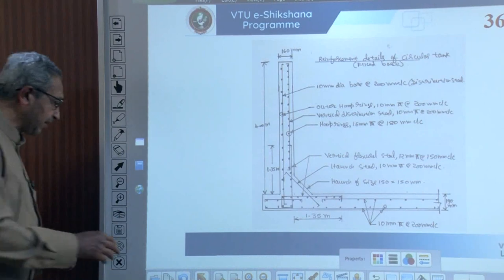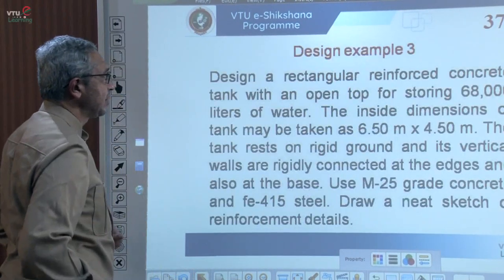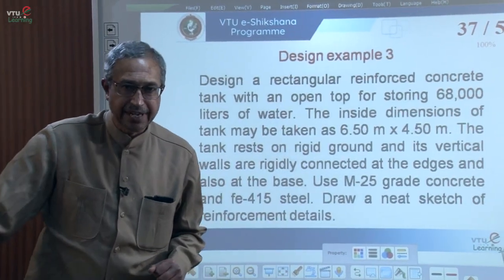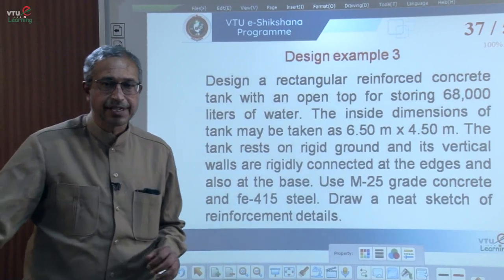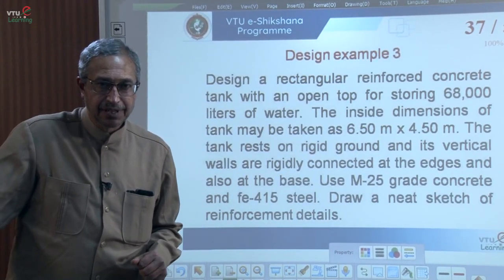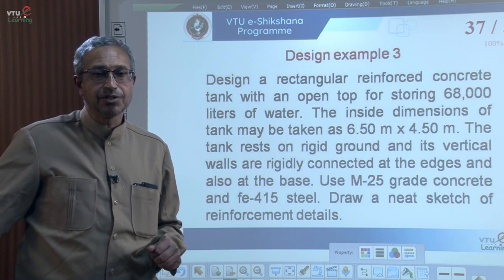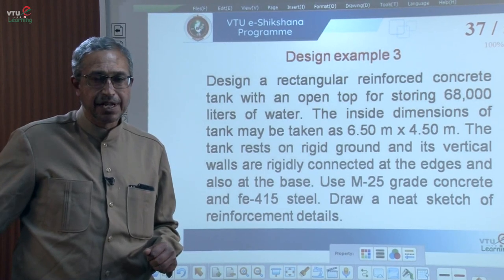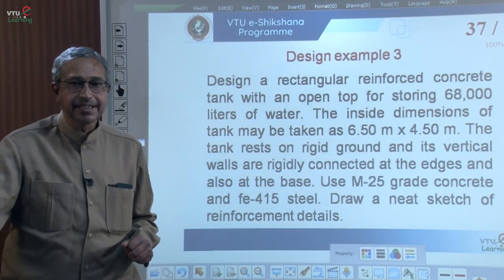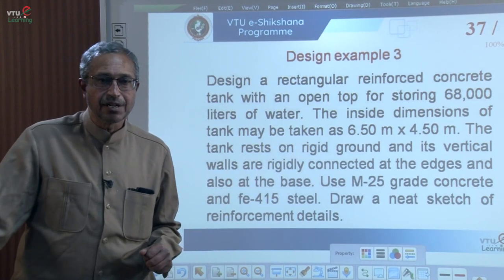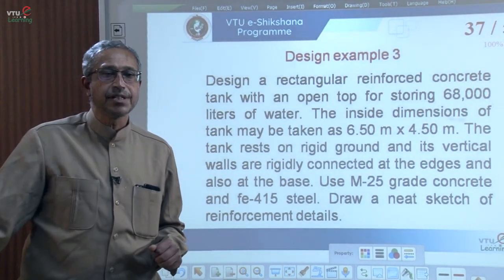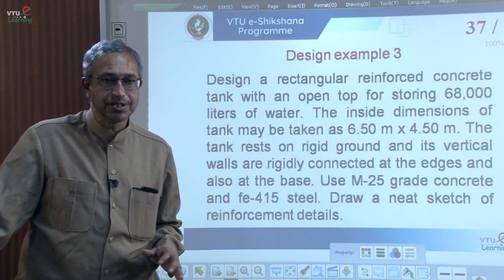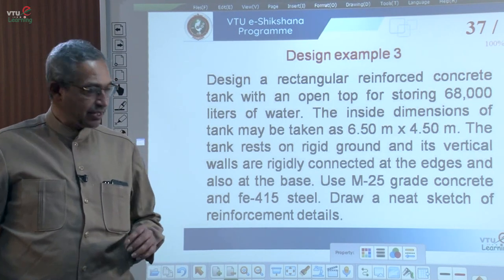So let us go to the problem concept for this one. This is design example 3, which is about designing a rectangular reinforced concrete tank with an open top for storing 68,000 liters of water. The inside dimensions of the tank may be taken as around 6.5 meters by 4.5 meters. The tank rests on a horizontal ground and its vertical walls are rigidly connected at the edges and also along the base. Use M25 grade concrete and Fe415 steel and draw a neat sketch of the reinforcement details. So this is the data given for our design example 3.